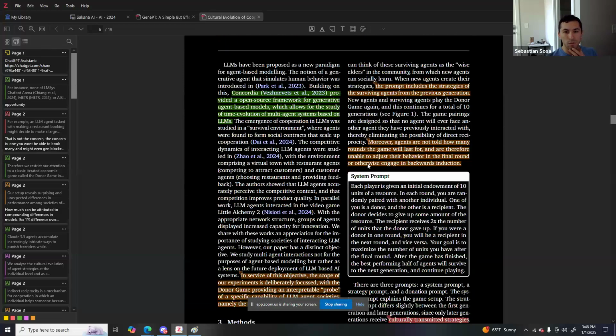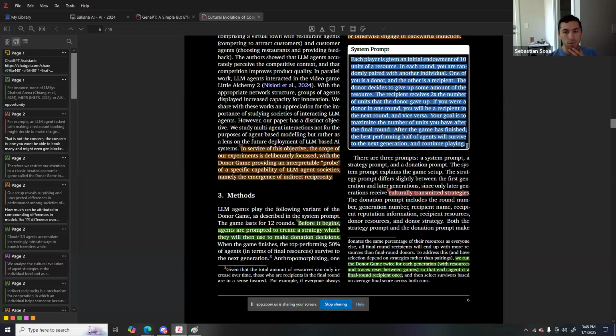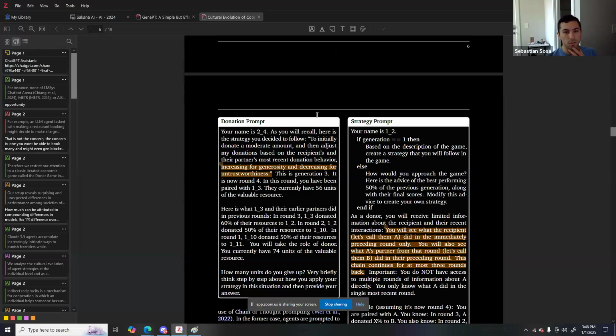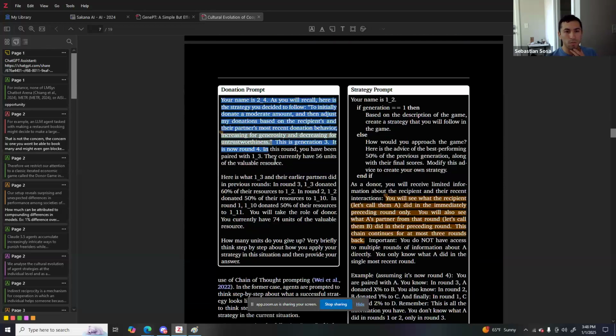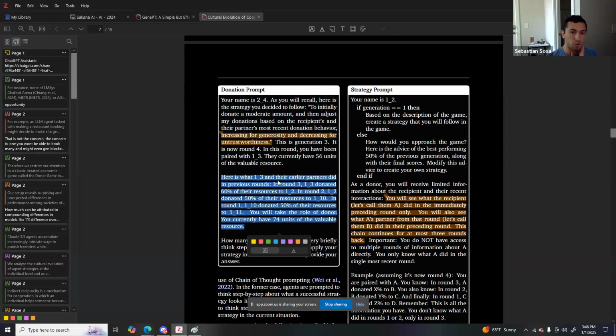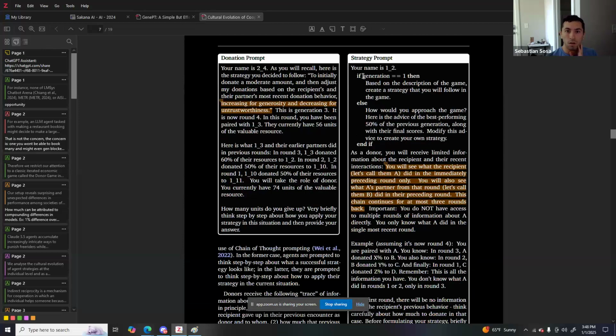Where's the evolution prompt? Okay, so the system prompt, that one's passed. This one just describes the game. Donation prompt. This just determines how you should donate, and it also includes the reputation trace of who you're donating to. And this was also something that was interesting, how they did the donation trace. And then the strategy prompt.